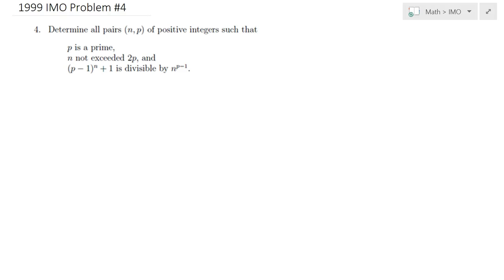Hello everybody, in this lecture we will be solving 1999 IMO problem number 4. Here is a view of this problem. We would like to find all pairs of positive integers n and p such that the three following conditions are satisfied, namely p is a prime, n is less than or equal to 2p, and finally n to the power p minus 1 divides p minus 1 raised to the power n plus 1. So given these three conditions, find all pairs n, p of positive integers.